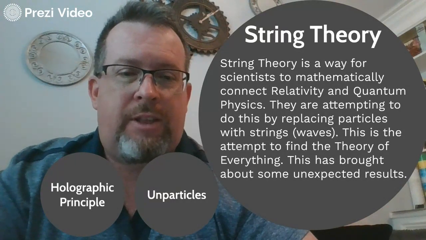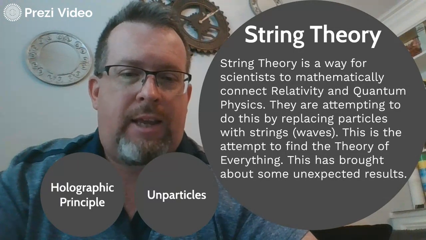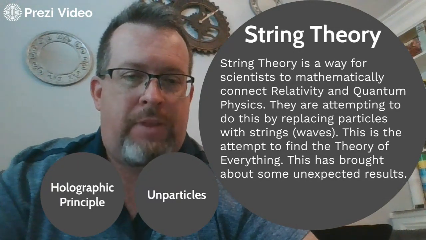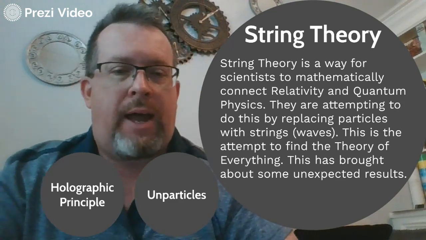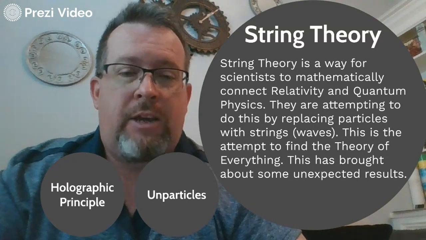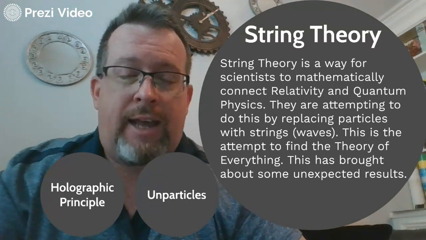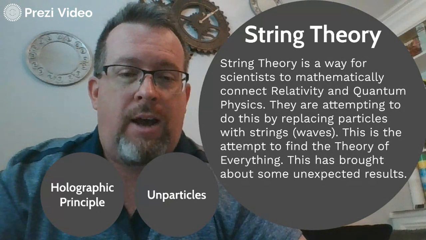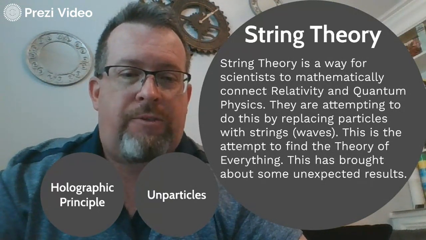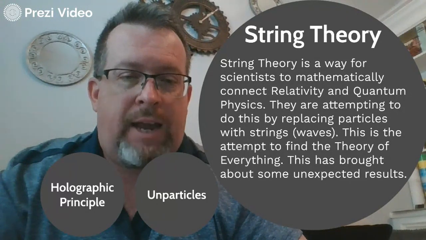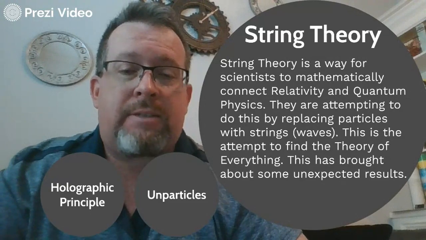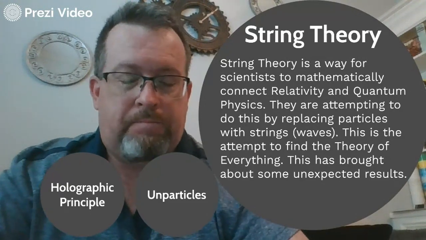String theory is a way for scientists to mathematically connect relativity and quantum physics. They're attempting to do this by replacing particles with strings or waves. E equals mc squared has energy in the waves, making matter, the particles. This is an attempt to find a theory of everything, and this has brought about some unexpected results.